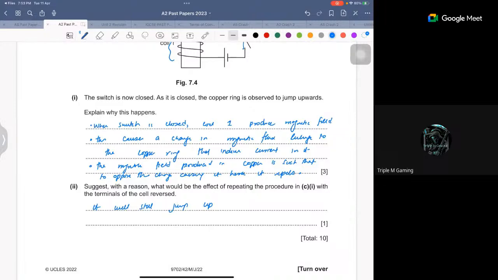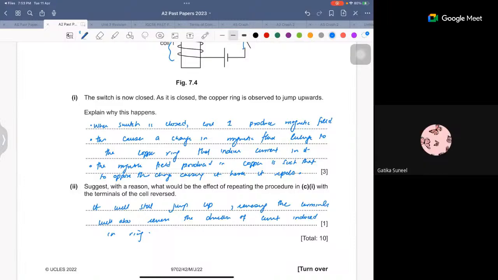Sir, it says with a reason. Okay, so it will still jump up. All right, I'll tell you then. Reversing the terminals will also reverse the direction of current induced in the ring. You can write that.